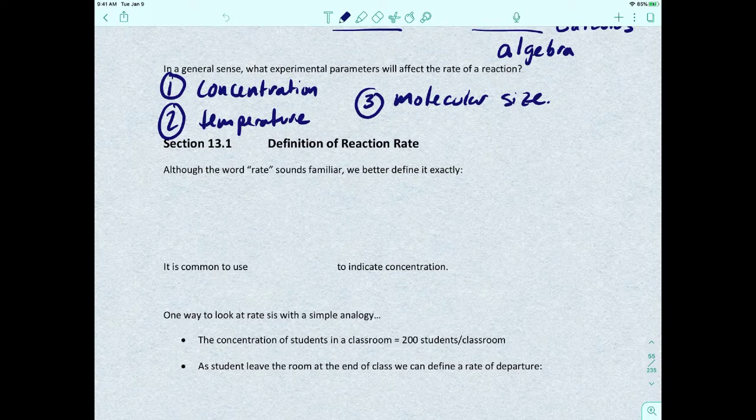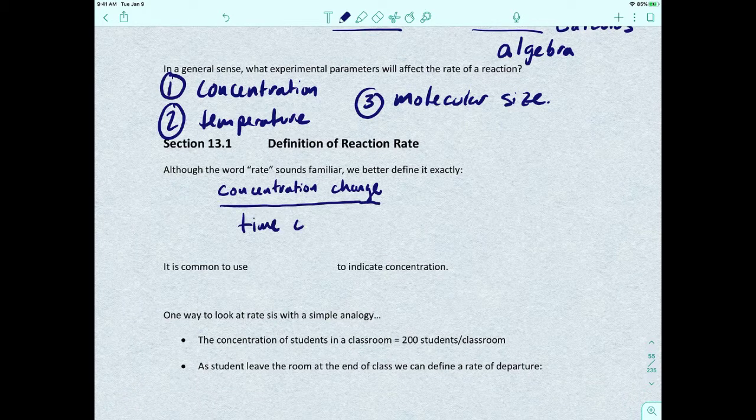So that being said, let's define what rate really means. When we're talking about reaction rates, we're talking about the change in concentration divided by the time change. Now, if I was going to write this as a fraction or a mathematical equation, to simplify the change, in math and algebra, we talk about change as a delta. So we represent it with a triangle to represent change.